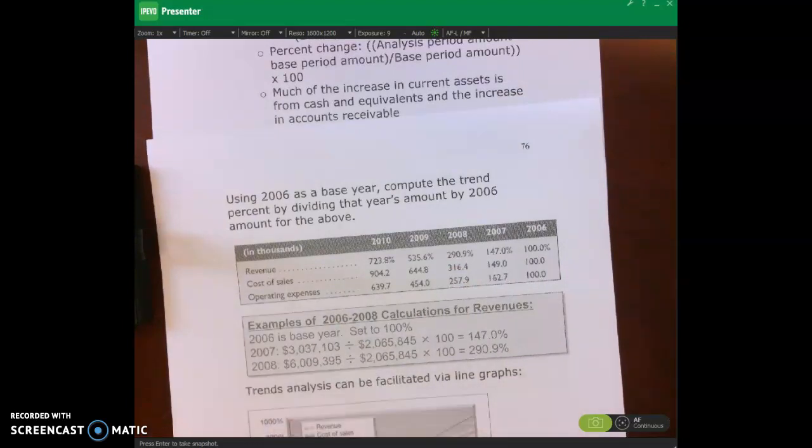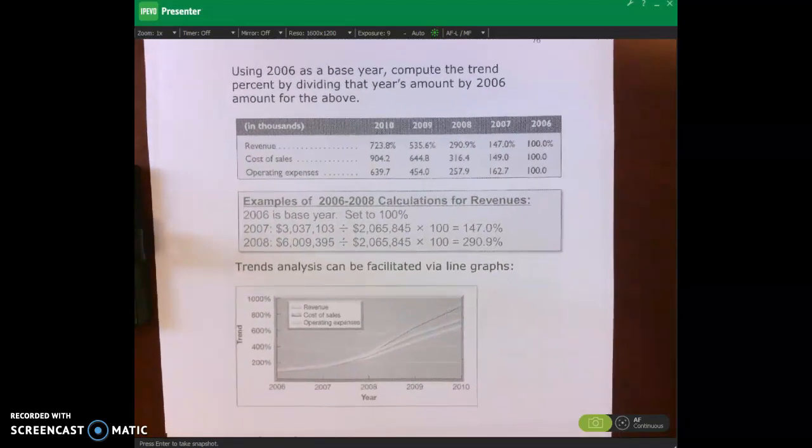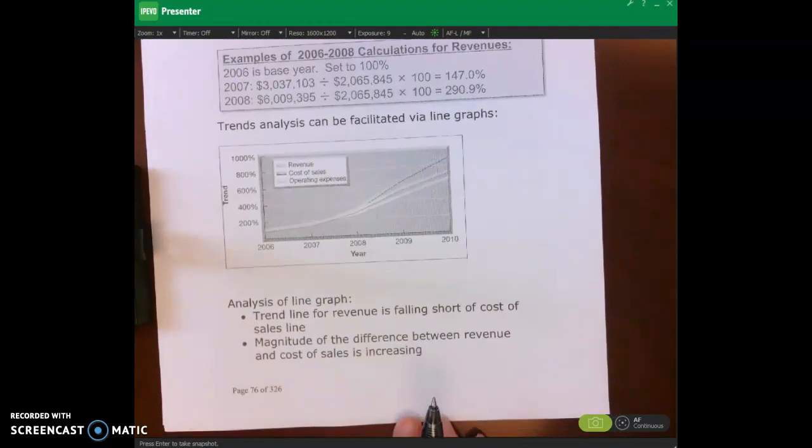And this is a high-level income statement, of course, right? Then what we could do is show that through a line graph to show how those change over time. And it's a little difficult to see right there, but in terms of your course pack, if you're looking at it online, you would be able to see that the trend line for revenue is falling short of the cost of sales.